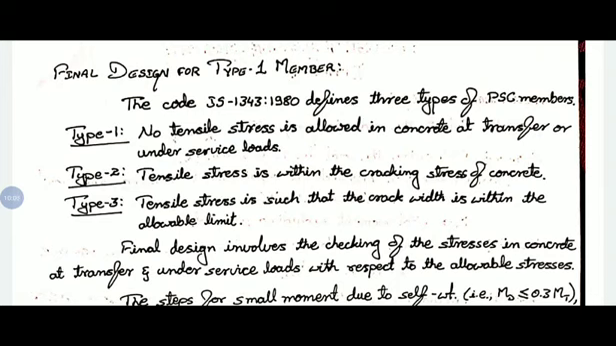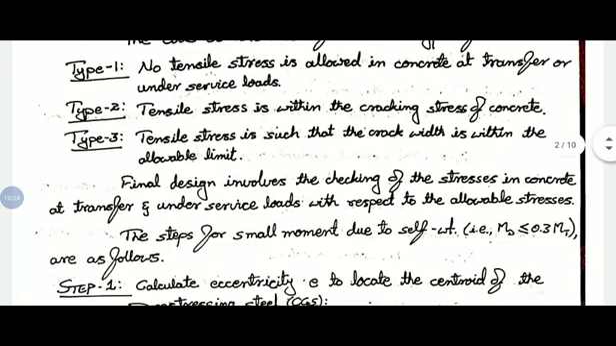So these are the three conditions by which we have divided the types of the members: type 1, type 2, type 3. As per syllabus we have only type 1, and we will discuss the same. In type 1 design we mainly have 4 different steps.